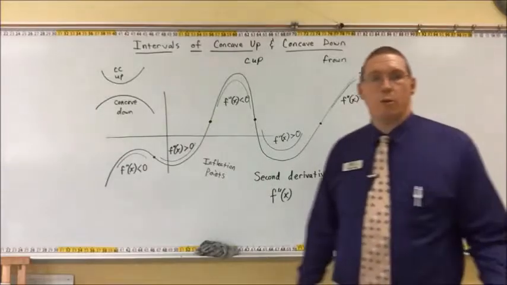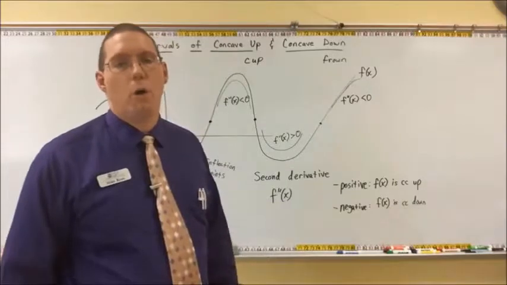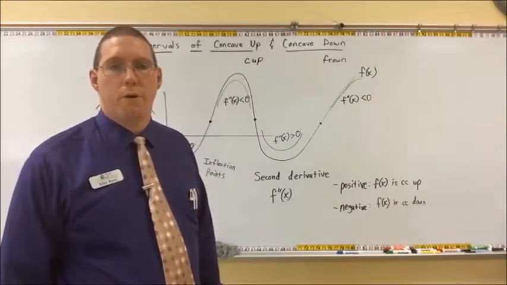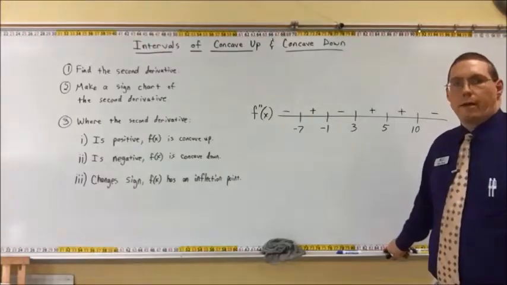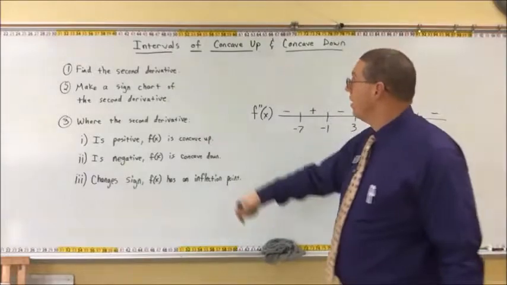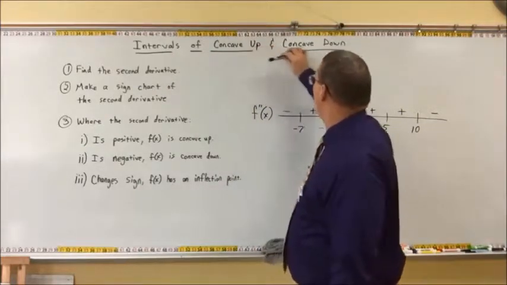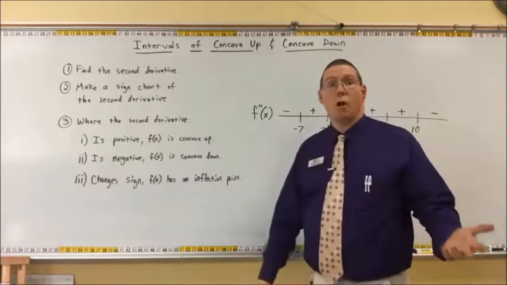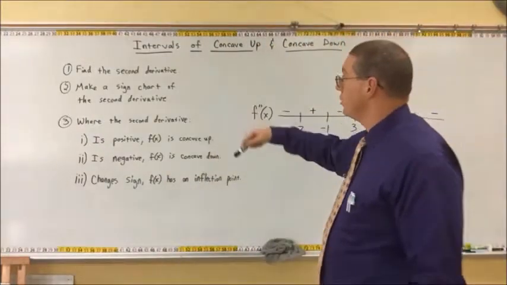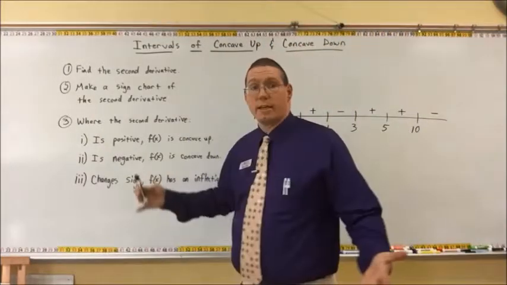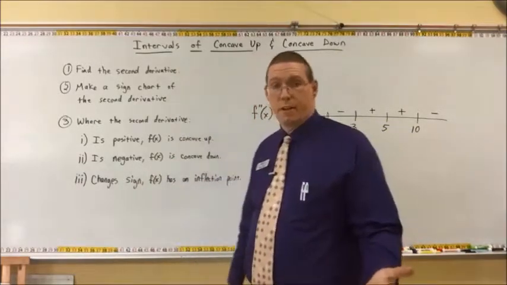And so now what I'm going to show you is once we have a sign chart of the second derivative, how can we identify where the graph is concave down, where the graph is concave up, and where there are inflection points. Okay, so here's our procedure. If you want to identify intervals where the graph of f of x is concave up and concave down, and you also want to identify the inflection points of f of x, here's your procedure. First thing you're going to do is find the second derivative of the function. Then you're going to make a sign chart of the second derivative.